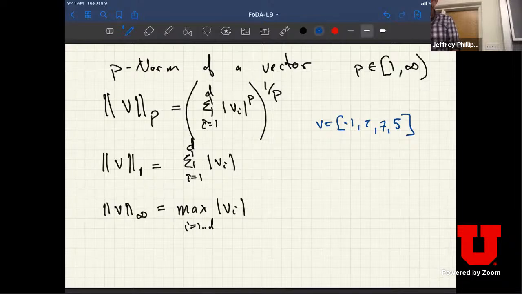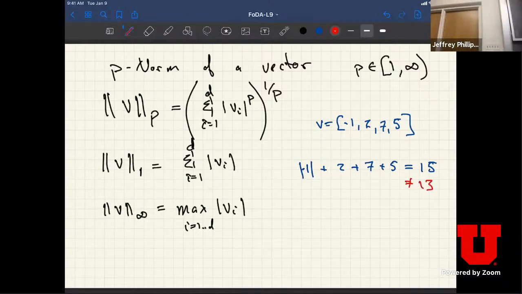Let's start with the 1 norm. This one's pretty easy. This is the absolute value of -1, and I'll skip the absolute value for the other terms, +2, +7, +5. So this should be 15. This is not equal to 13.